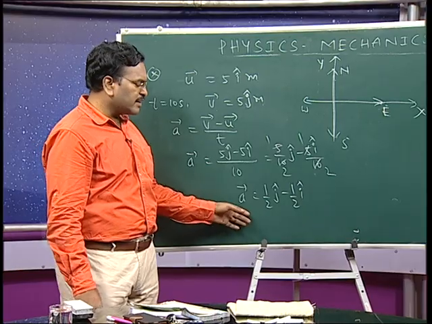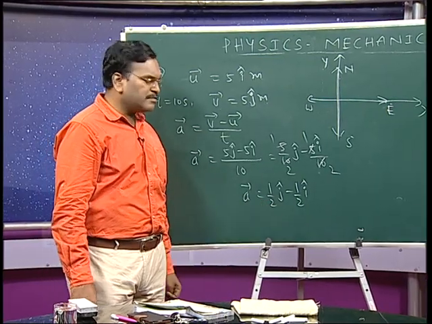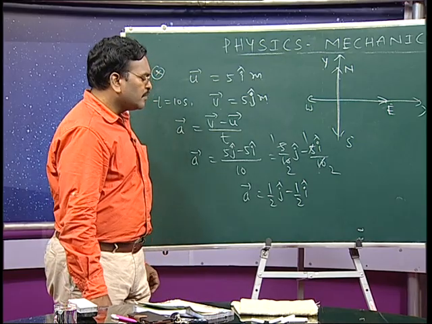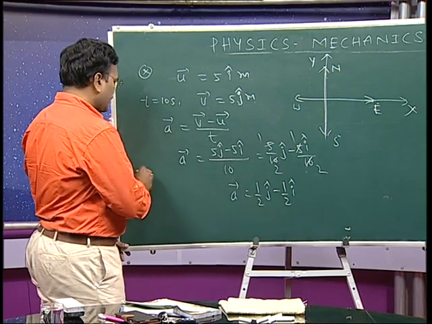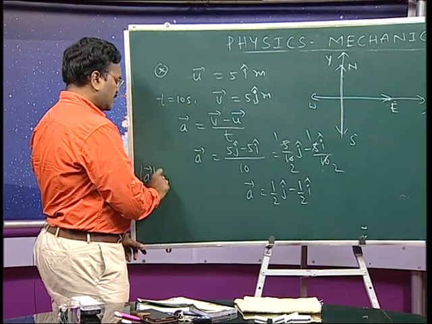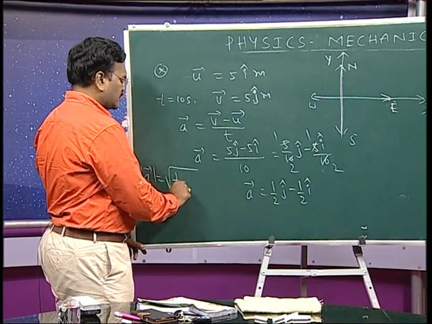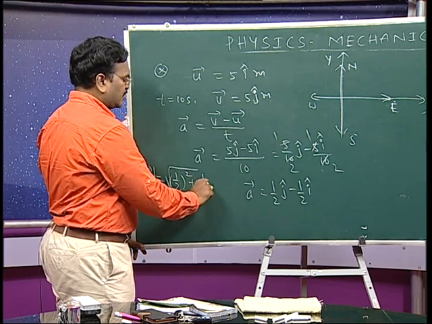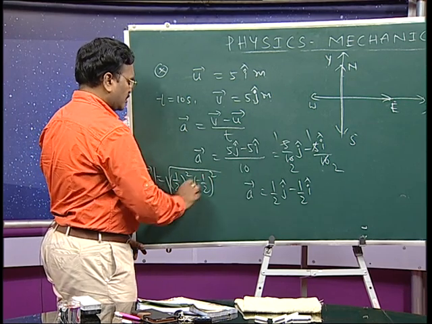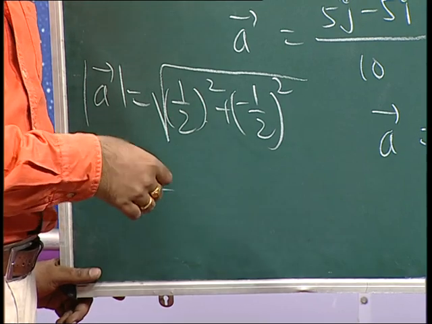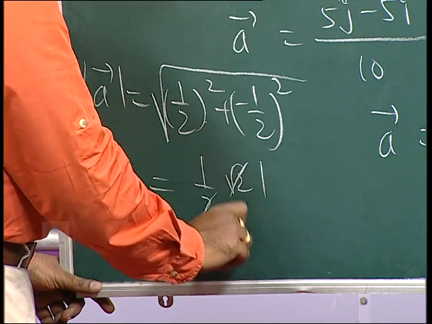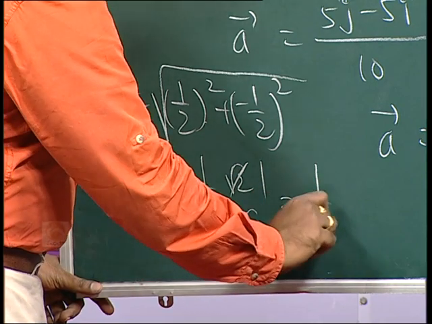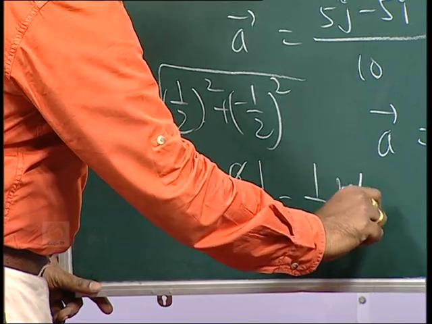What is the acceleration vector here? It is 1/2 j cap minus 1/2 i cap. Now, what is the magnitude of acceleration? The magnitude is the square root of (1/2)² plus (−1/2)². What are we getting? 2 into (1/2)², that is 1/2 into root 2. So we are getting 1/root 2 meter per second square.